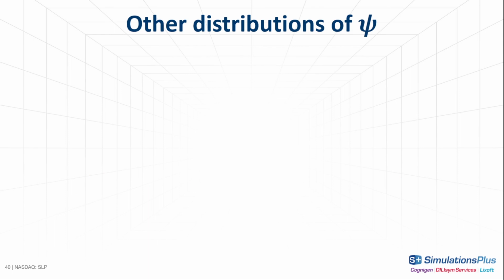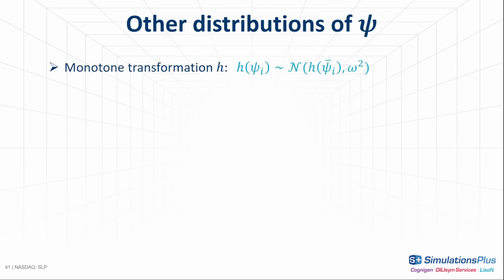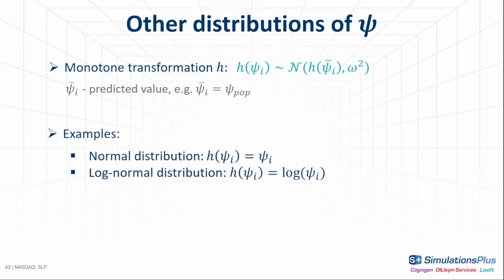To explain the linearization method, I used a normal distribution for individual parameters to simplify the notation. But linearization works in the same way for any monotone transformation H of individual parameters, such that the transformed parameters are normally distributed. Psi bar here is a predicted value, which in the absence of covariates equals the population value. In case of normal distribution, this transformation H becomes the identity, while for the log normal distribution, it is a logarithm of psi.